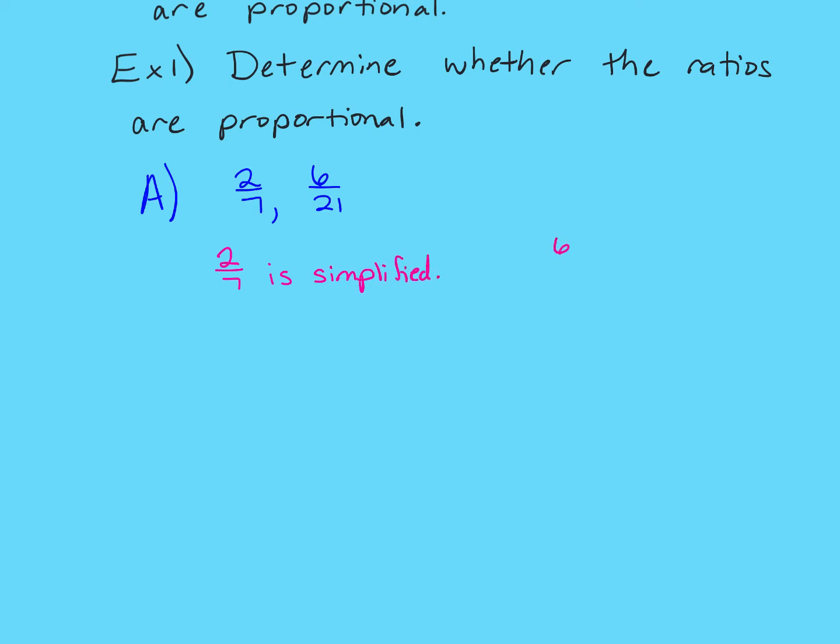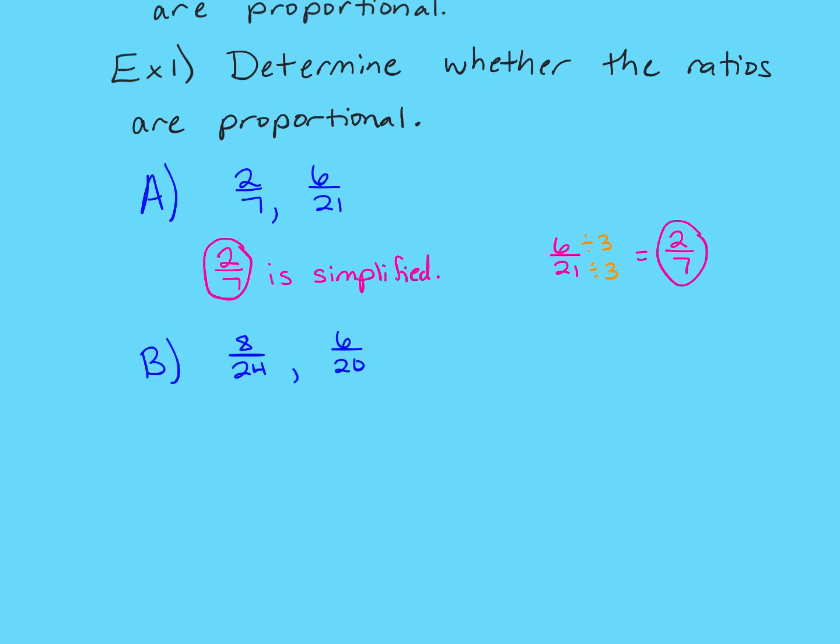So now let's take 6/21 and see if we can simplify or reduce it. And 6 and 21 will both divide by 3. And we get 2/7 when it's simplified. So since they both are equivalent to 2/7, then they are proportional because they're equivalent ratios.